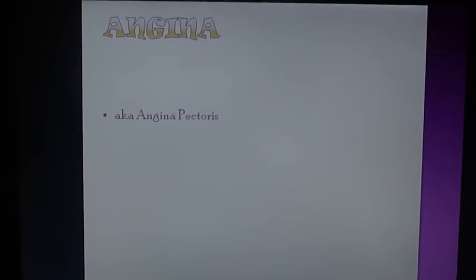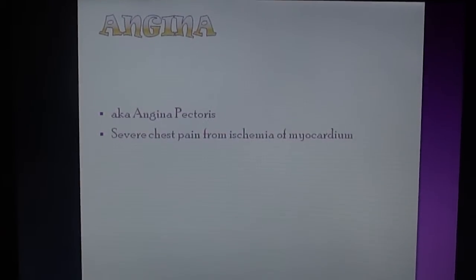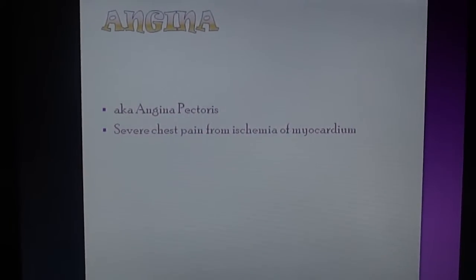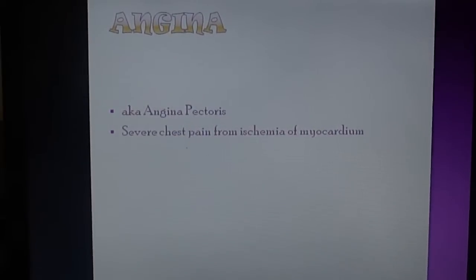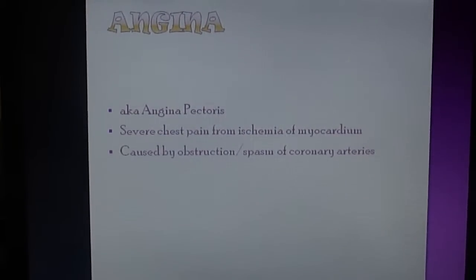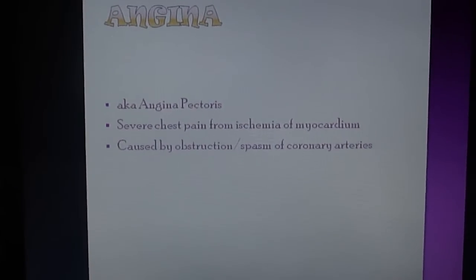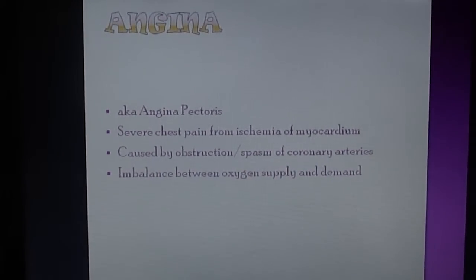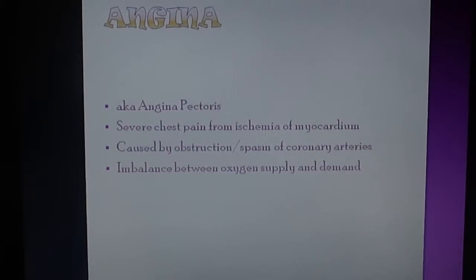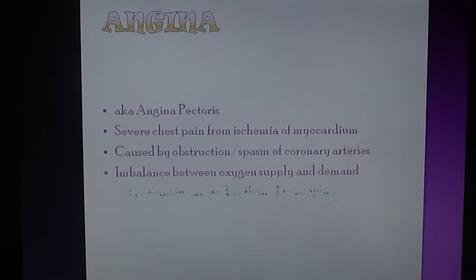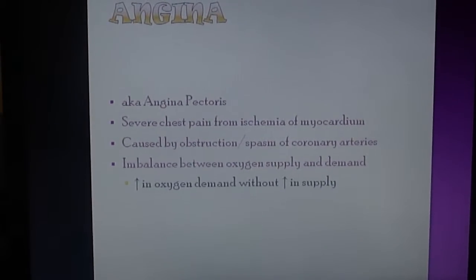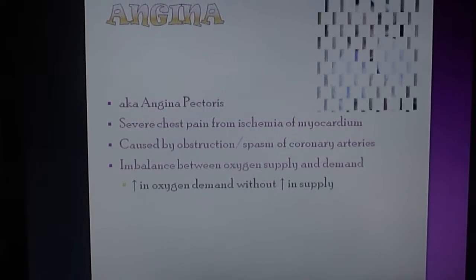And the fourth disease state is angina, also known as angina pectoris. It's severe chest pain from ischemia of the myocardium. It's basically lack of oxygen to the heart. It's caused by obstruction or spasms of the coronary arteries leading to the heart muscles. It's caused by the imbalance between oxygen supply and demand. Basically, there's an increase in oxygen demand without a proportional increase in oxygen supply.